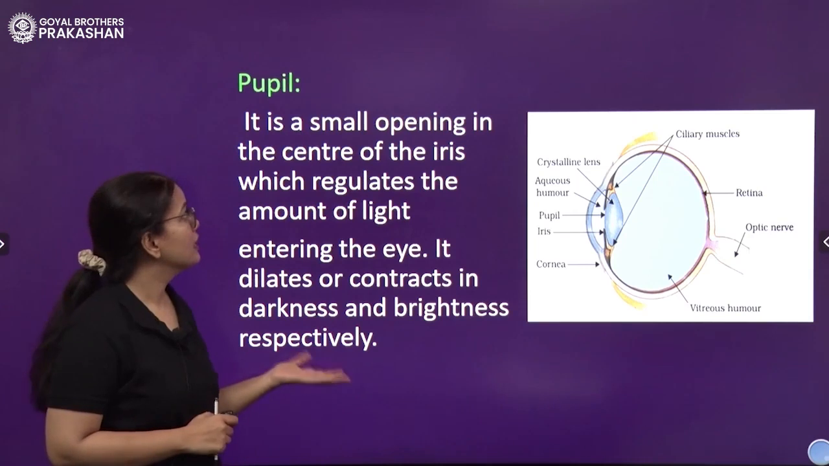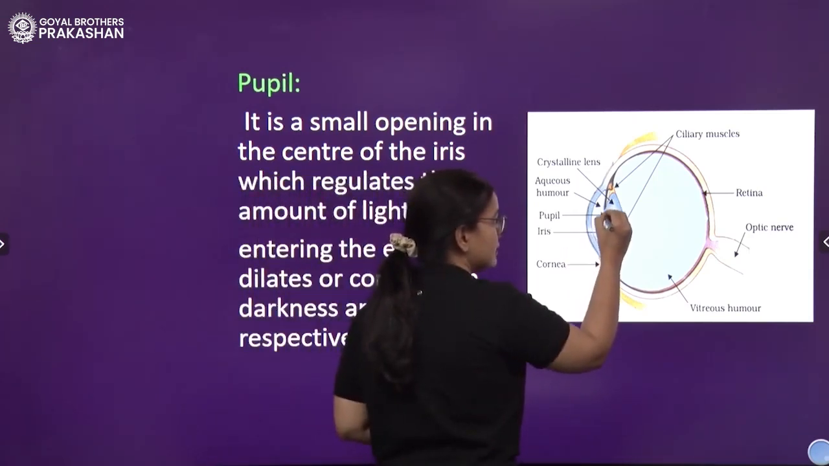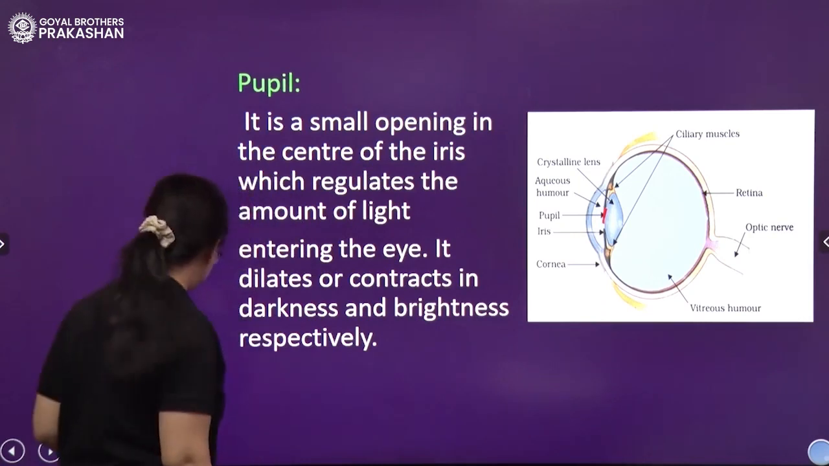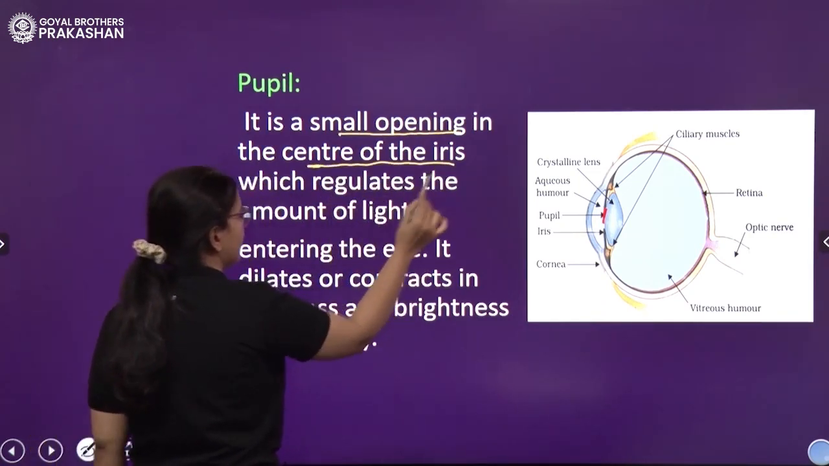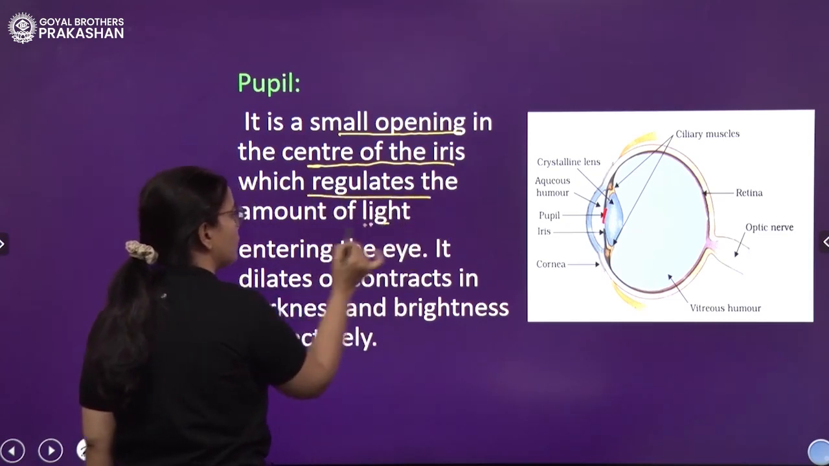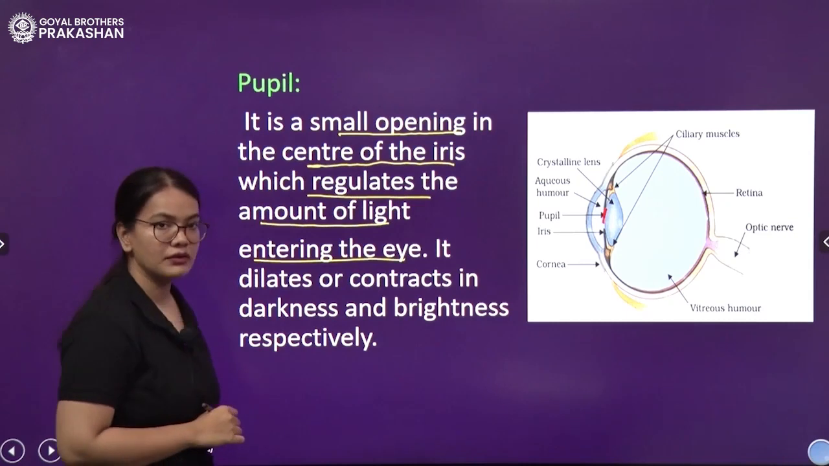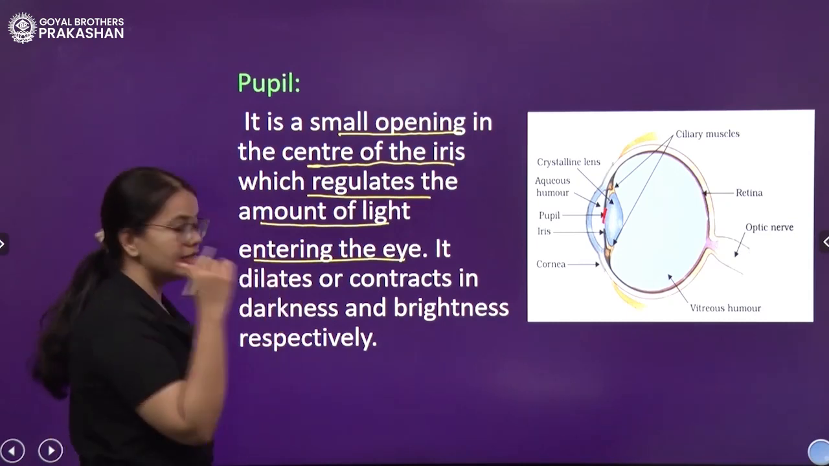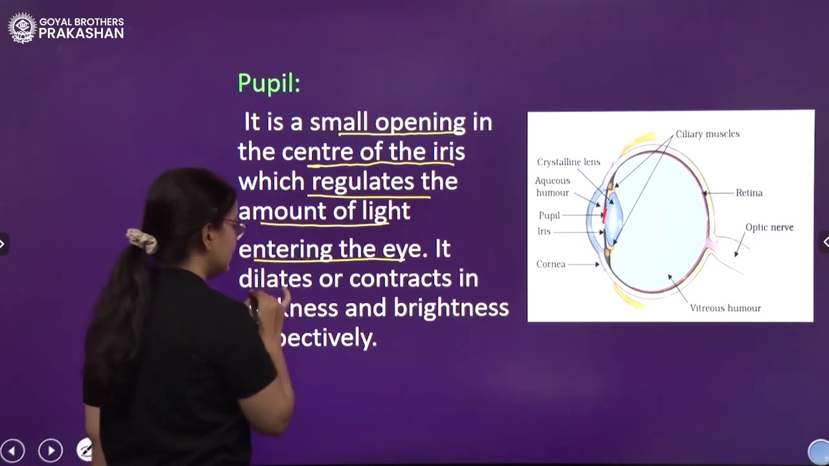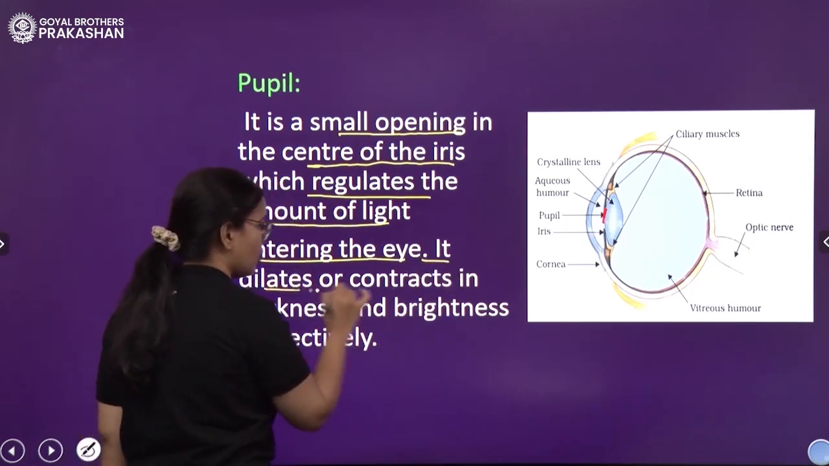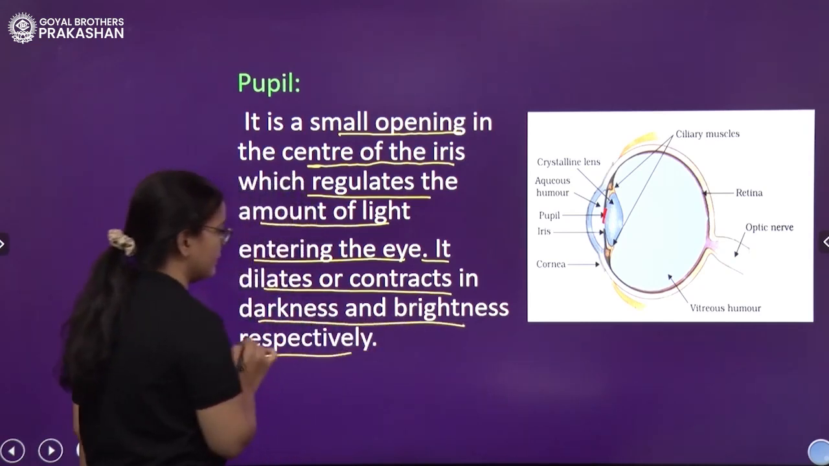Next is pupil. Now, what is pupil? Can you see on the diagram? This part, this is pupil. Okay. Now, it is a small opening in the center of the iris which regulates the amount of light entering the eye. Okay. So, this pupil, it regulates the amount of light entering in the eye. It dilates or contracts in darkness and brightness respectively.